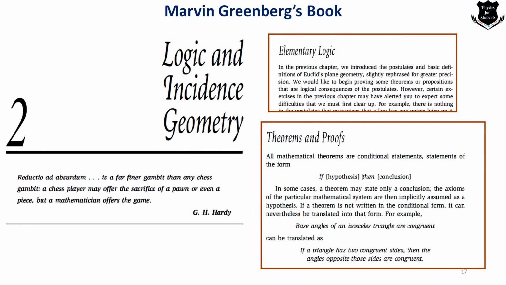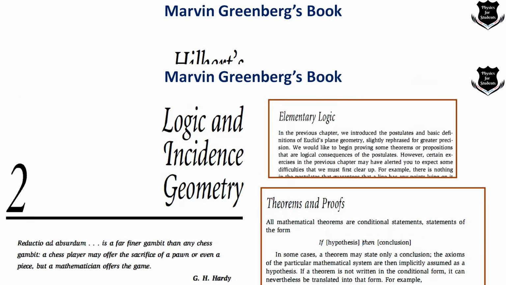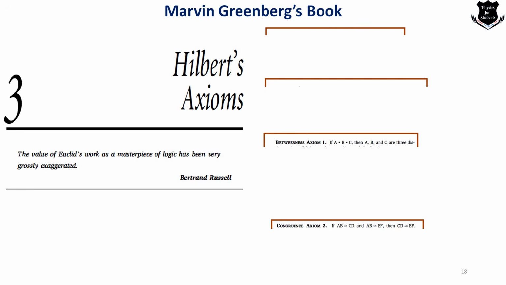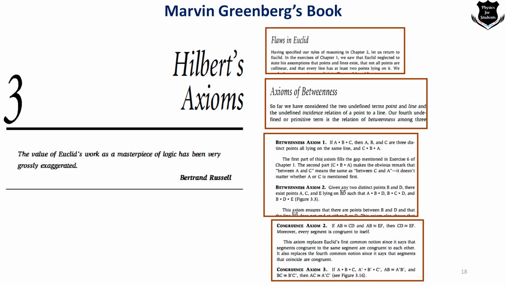The second chapter is basically what is the logic and incidence geometry, the theorems and proofs, the ifs and thens, how a logic is designed and how a statement is arranged. It will further follow in what is called Hilbert's axioms. So you will find what are the flaws in Euclidean geometry, axioms, betweenness axiom, etc. So it is nice. Again, it will take you step by step.